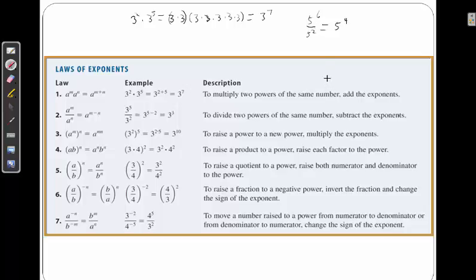A common error of my students is to try to reduce between the exponents and say, well, that's going to be 5 to the 3rd because I divide the exponents. Please don't do that. You will make your math instructor sad.